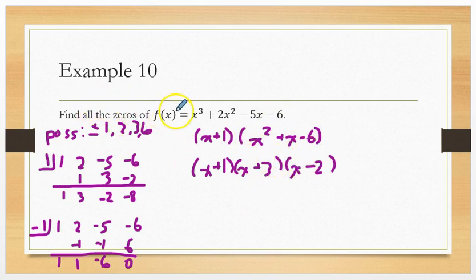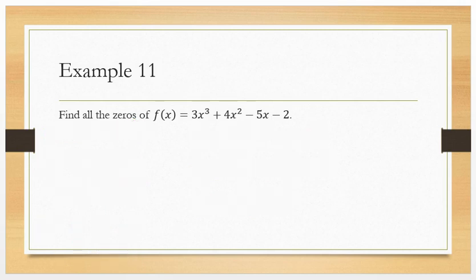So my zeros for this polynomial are x equals -3, -1, and +2. I'm getting that from looking at my factors here, setting them to 0 and solving. This one gave me -3, this one gave me -1, and this one gave me 2. The order doesn't matter. I just think it makes sense to start with the smallest number and then work your way up.